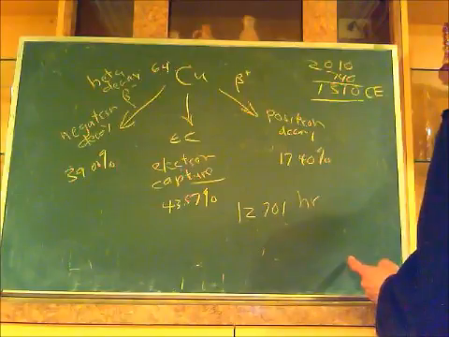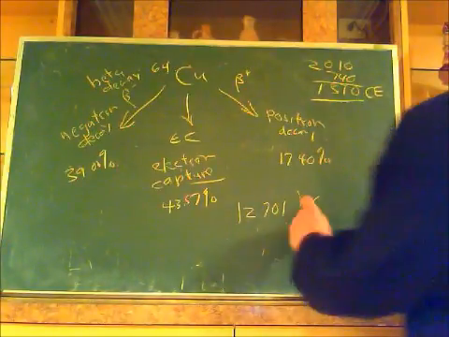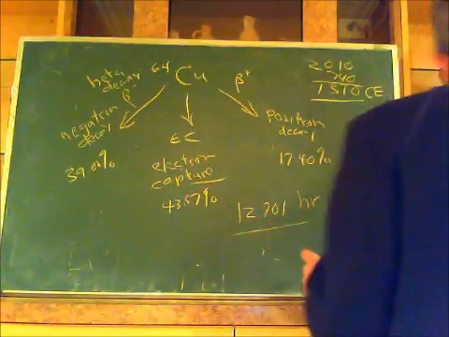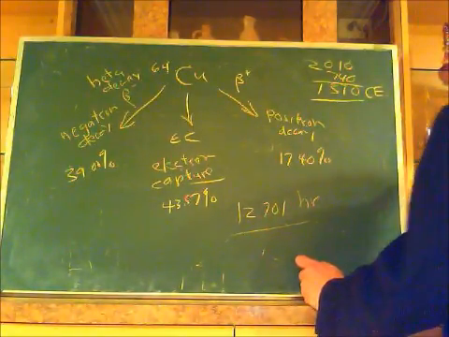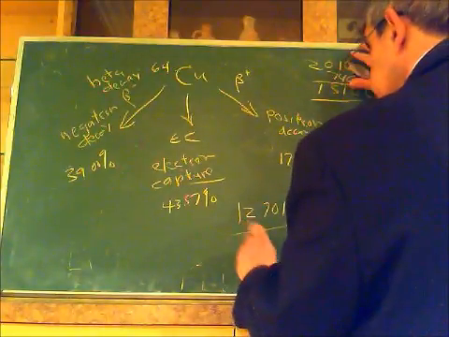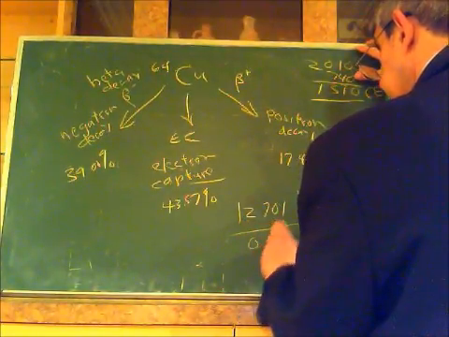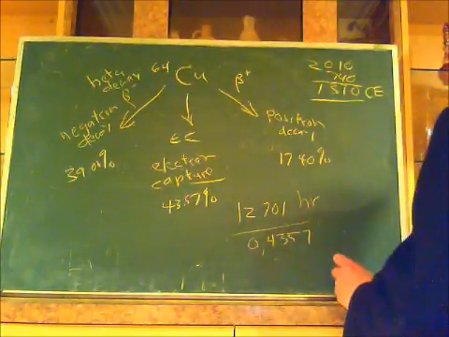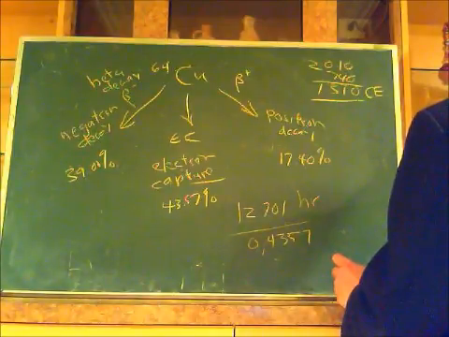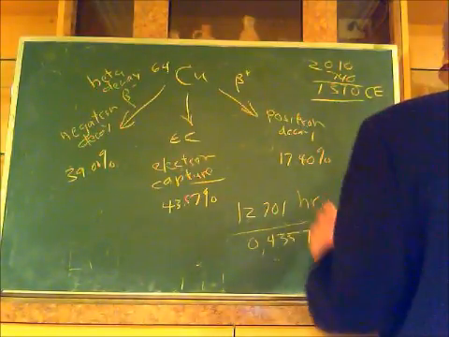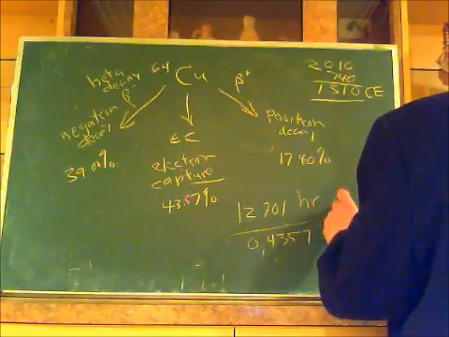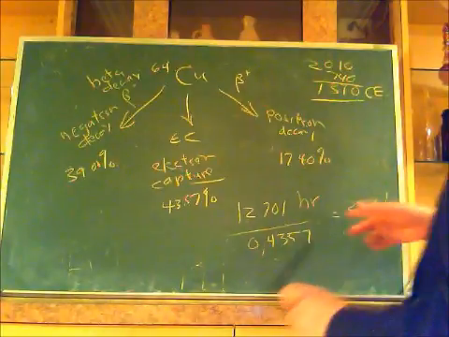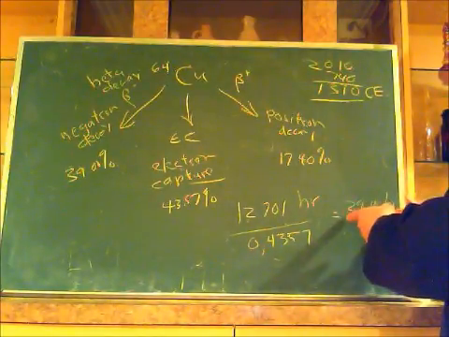But if we wanted to find out for electron capture, what we would have to do is divide that number by the percentage of this that's electron capture. Electron capture was 43.57%, so expressing that as a decimal would be 0.4357. And once we do that, we'll get a half-life of 29.15 hours. So that is the half-life for electron capture.